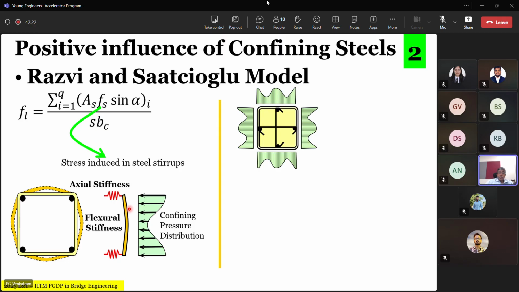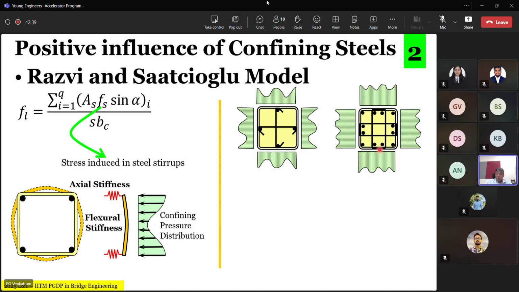So if you take a look at this model in its different cross sections, if you take a look at that in a square shape with a tie of this nature, you will end up having, at the places where the ties are effective, higher confinement pressure. In between them, there will be lower confinement pressure.